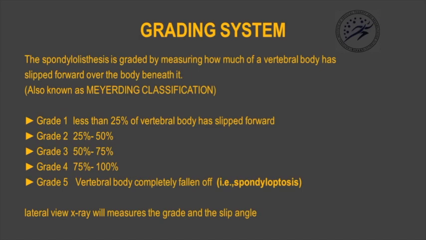Here is the grading system. Spondylolisthesis is graded by measuring how much a vertebral body has slipped forward over the body beneath it. If the body is less than 25% slipped forward, it would be grade 1. Between 25% and 50%, it is grade 2. Then we have grade 3, which is 50% to 75%. Then grade 4, which is 75% to 100%, and grade 5, in which the vertebral body has completely fallen off, that is spondyloptosis.